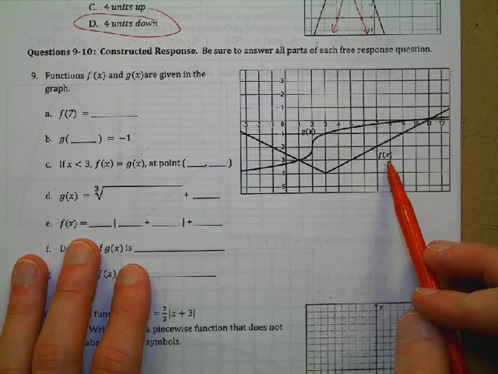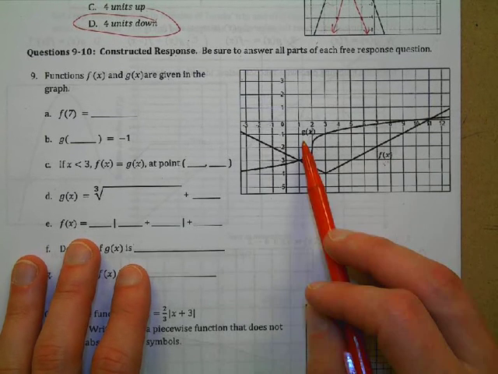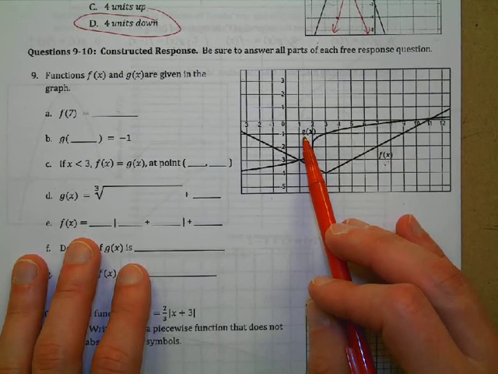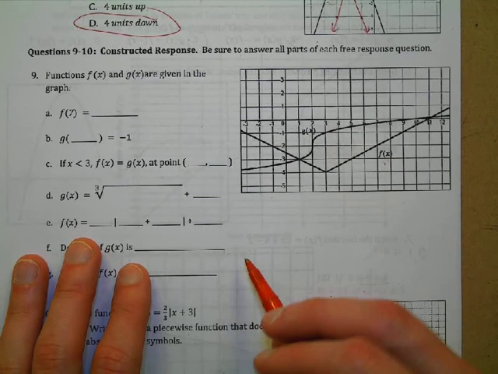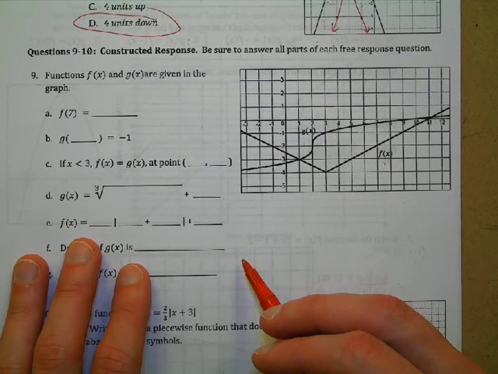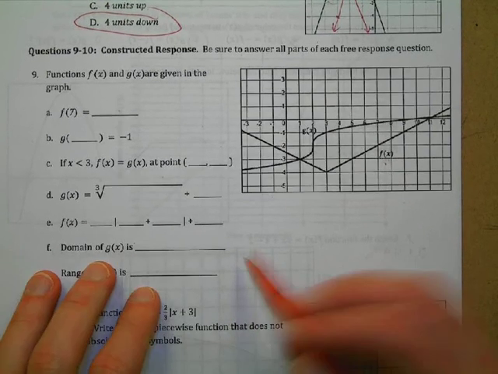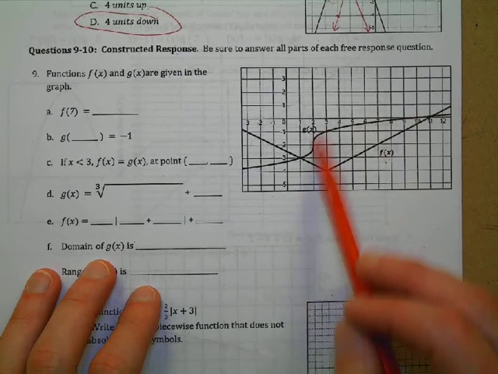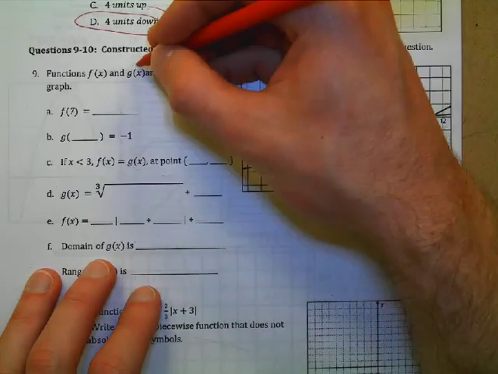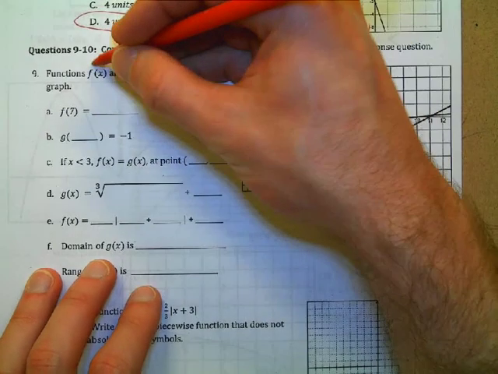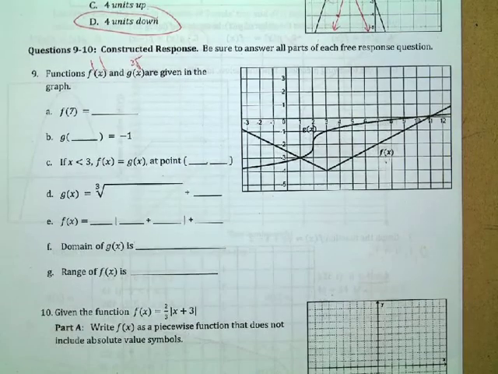Absolute value because of the v, right? What kind of graph shape is g? We just talked about these. Not piecewise, nope. Cube root. It's cube root, yep. So g of x is like a cube root, and then f is like an absolute value. Okay? So f of 7.